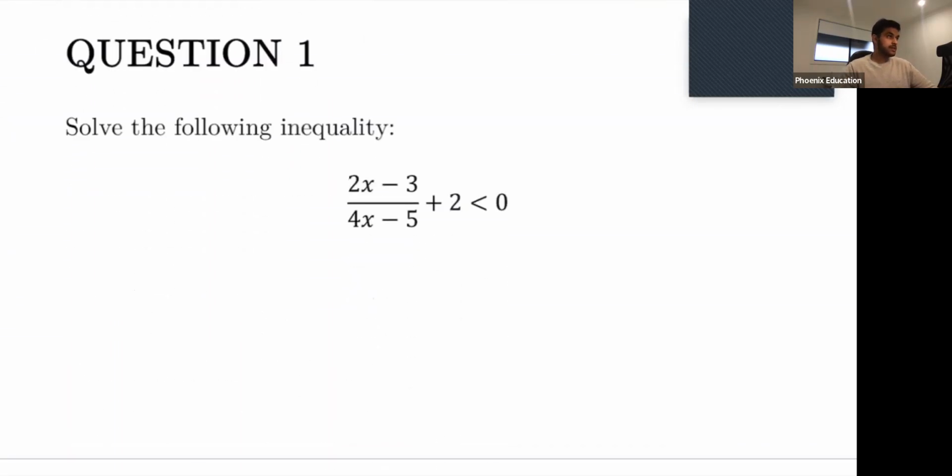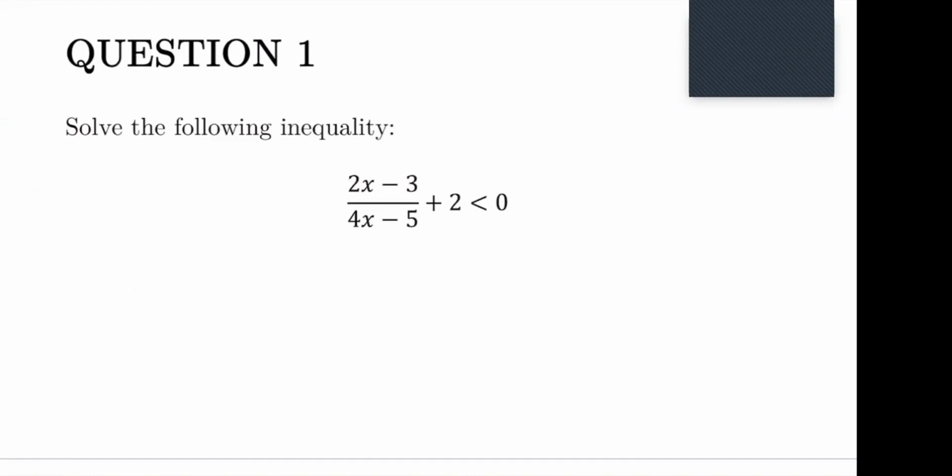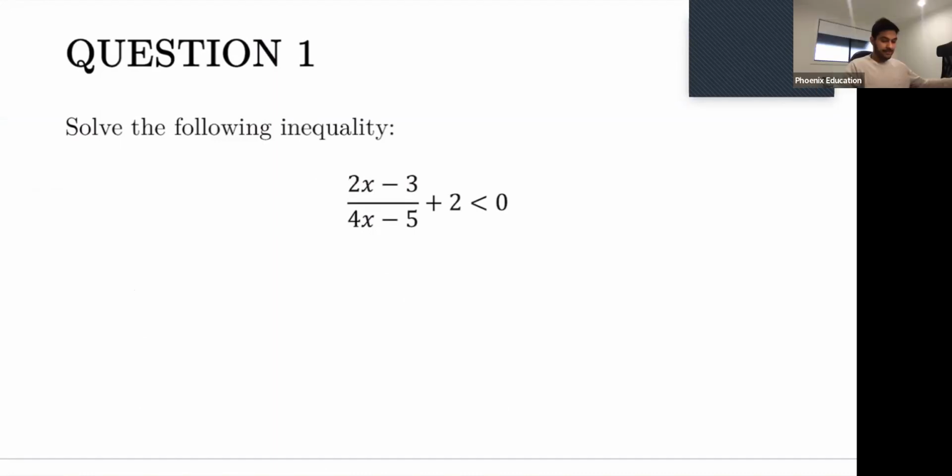So here's the first question. Just take 30 seconds to have a look and think about how you might solve this. Think about if you already know how to solve it or not. Okay.